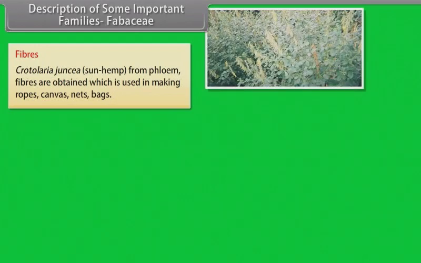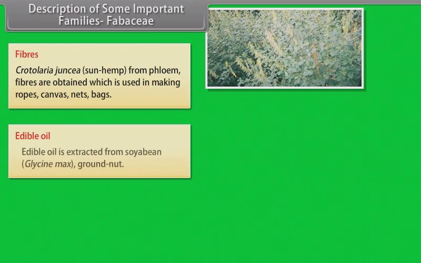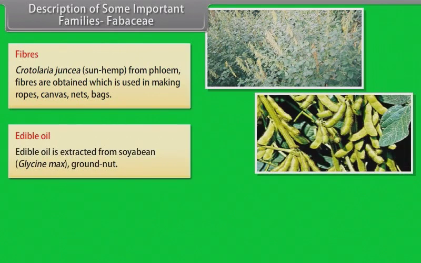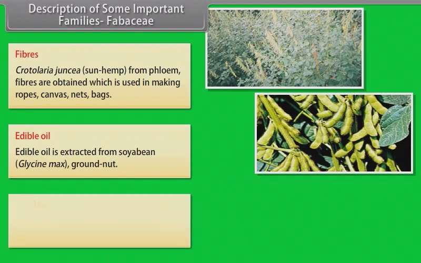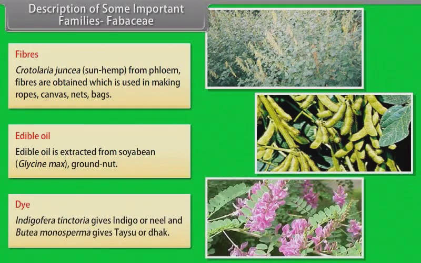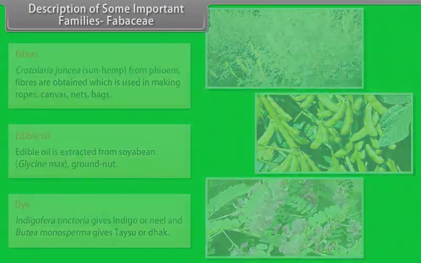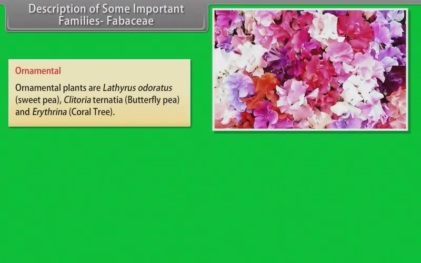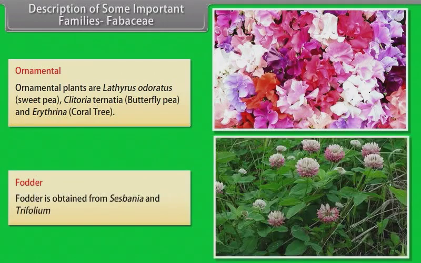Fibers. Crotalaria juncea, sunhemp. From phloem, fibers are obtained which are used in making ropes, canvas, nets, bags. Edible oil. Edible oil is extracted from soybean, Glycine max, and groundnut. Dye. Indigofera tinctoria gives indigo or neel, and Butea monosperma gives tesu or dhak. Ornamental. Ornamental plants are Lathyrus odoratus, sweet pea, Clitoria ternatea, butterfly pea, and Erythrina, coral tree. Fodder. Fodder is obtained from Sesbania and Trifolium.